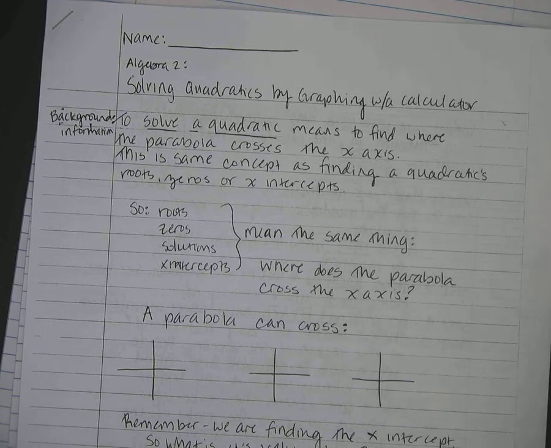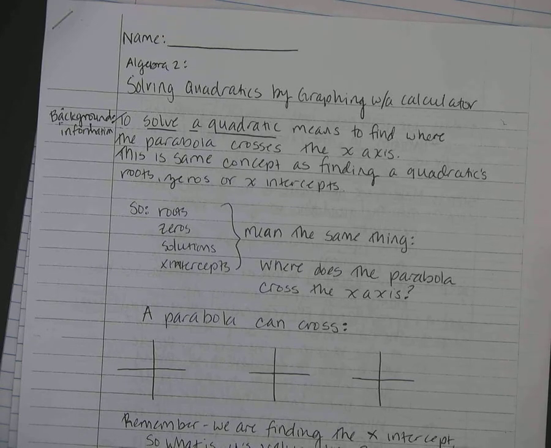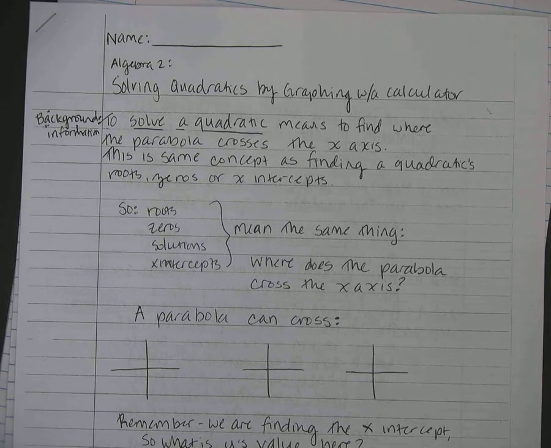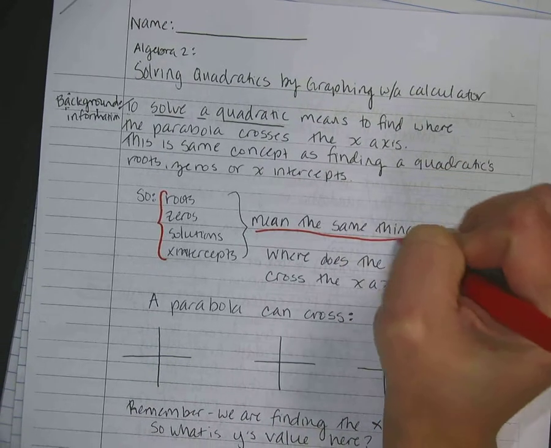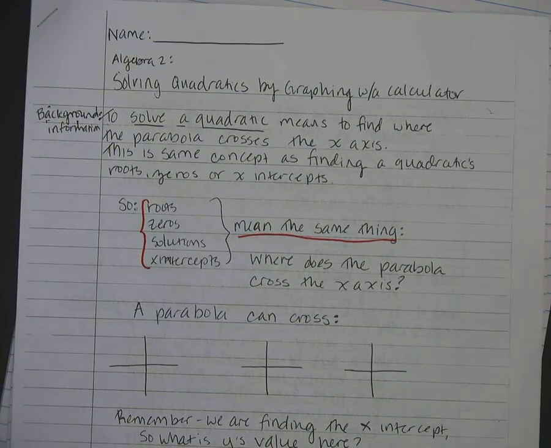Today we're going to be solving quadratics by graphing with the calculator. So to solve a quadratic, we need to discuss what that means a little bit. That means to find where the parabola crosses the x-axis. This is also the same concept as finding a quadratic's roots, zeros, or x-intercepts. All of these words, roots, zeros, solutions, x-intercepts, they all mean the same thing. If you're told to solve a quadratic, or find the quadratic solutions, it just means where does it cross the x-axis.